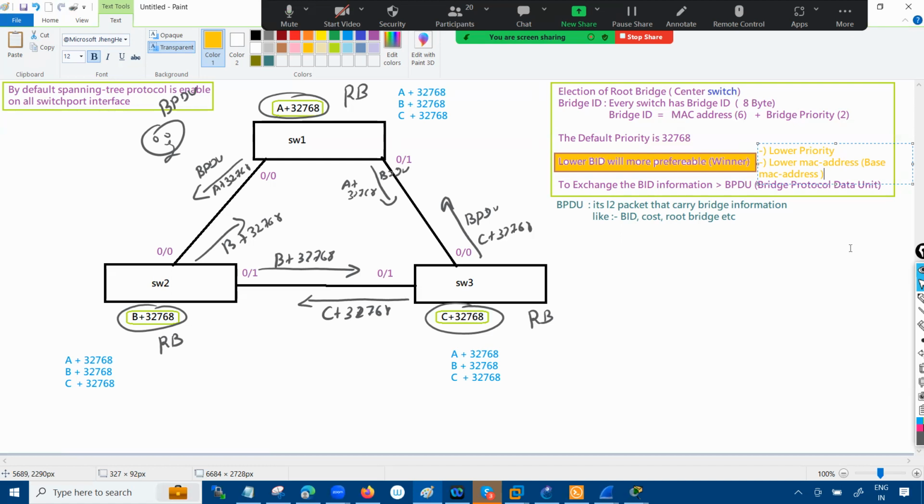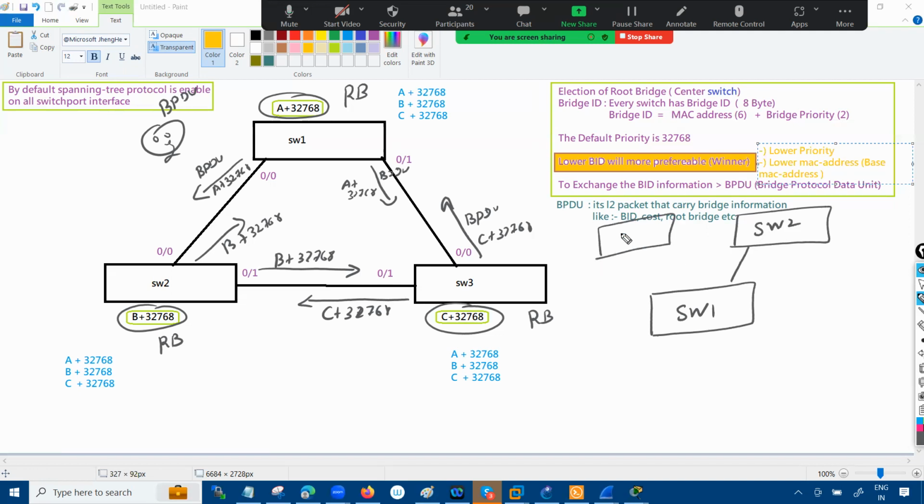So, lower base MAC address. Now, take an example. We have a switch 1, and we have a switch 2, and we have a switch 3 as well. This is the port we have, this is the port we have, and this is the port we have over there. So this port also has a MAC address, this port also has a MAC address, and this port also has a MAC address.